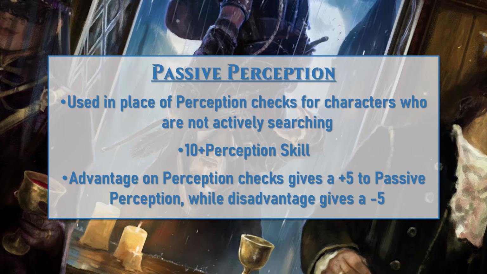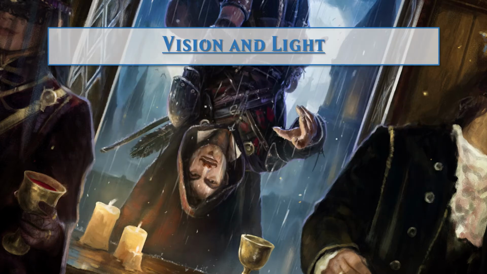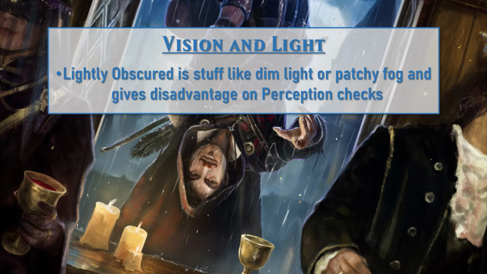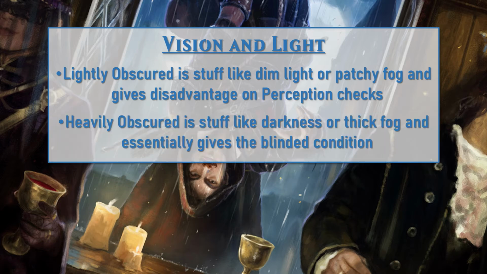Another set of rules we're going to go over really quick is the vision and light rules. When dealing with perception checks, it's important to know if the character attempting to be perceived or attempting to perceive something is in a lightly or heavily obscured area. Lightly obscured would be something in dim light, patchy fog, etc., and that gives disadvantage on perception checks. Heavily obscured would be something inside of darkness or completely opaque fog, stuff along those lines, and it is more or less the blinded condition for all creatures inside of it.